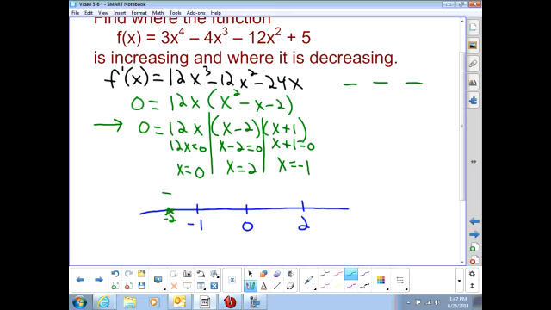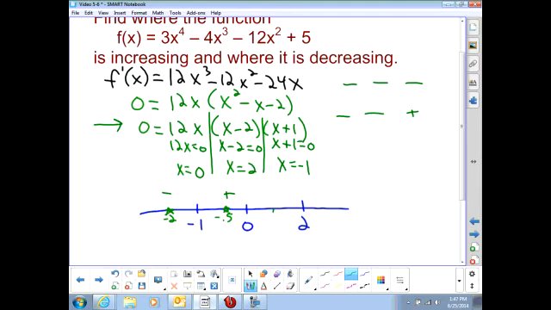In between negative 1 and 0, we can do like negative 0.5 in this section. Again, test in your factored form. 12 times a negative 0.5 will be a negative. Negative 0.5 minus 2 will be a negative. Negative 0.5 plus 1 will be a positive. Again, we don't care about the actual numbers. We just want to know if it's negative or positive. A negative times a positive will come back positive.